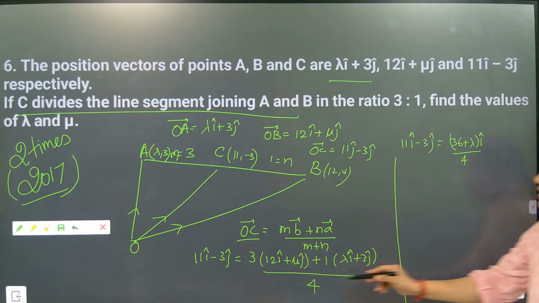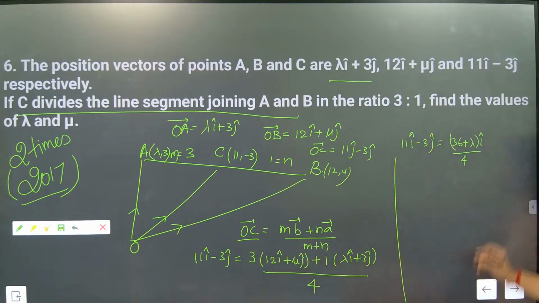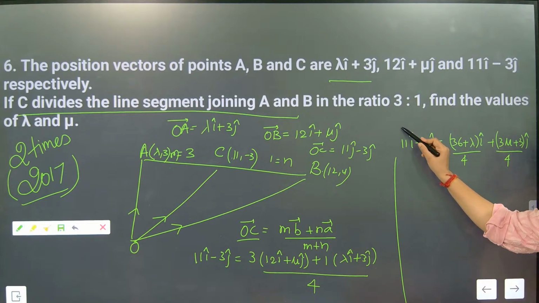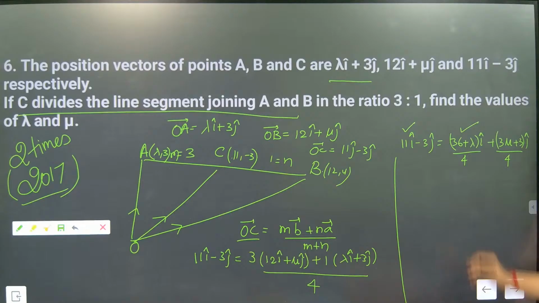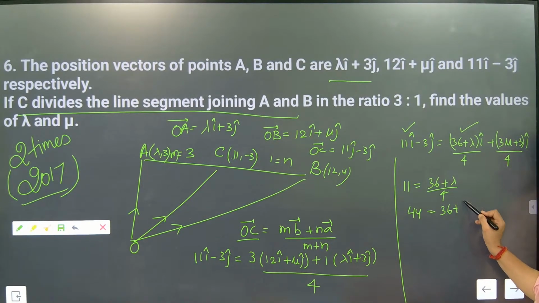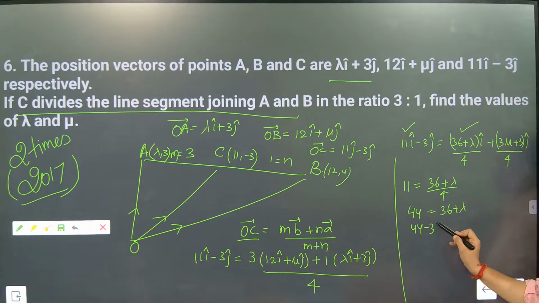Done? Now next one, beta. 3 into mu, it will become 3 mu, and that part is 3j cap by 4. Now beta, equating left side and right side, i component will be equated to i component. So 11 is equal to (36 plus lambda) by 4. How much is it coming? 44 is equal to 36 plus lambda. So 44 minus 36 is equal to lambda. How much is the value coming, beta? 8. Lambda is coming as 8.